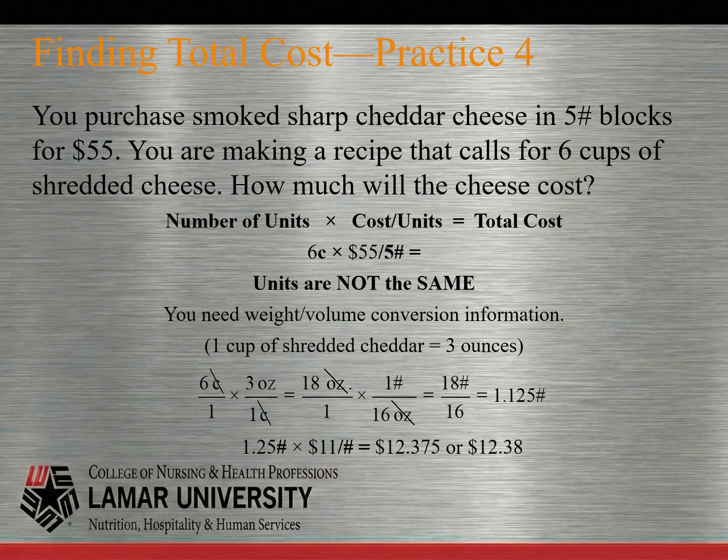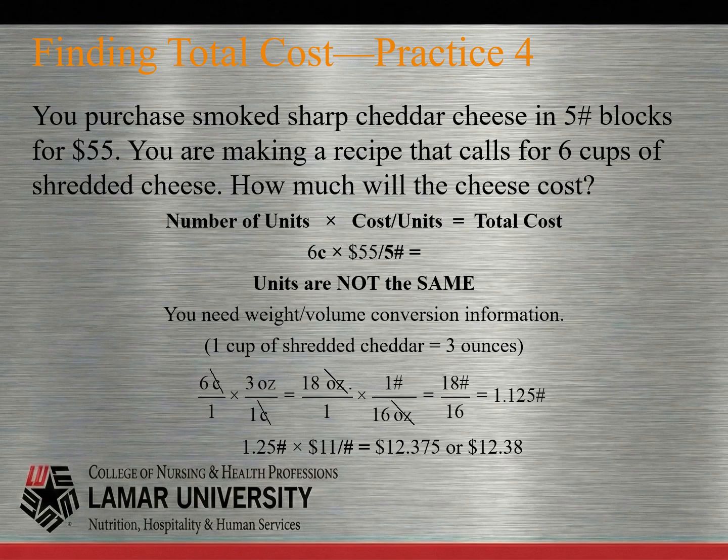Now let's look at a more complex problem. This one has 3 steps. The recipe needs 6 cups of shredded cheese. You buy 5-pound blocks for $55. Let's check our units. We have cups and we have price per 5-pound block. Nothing in this problem matches. So first step is we have to find the unit cost, right? So $55 divided by 5 pounds equals $11 per pound.